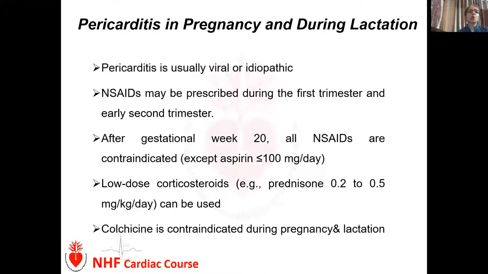Now, here's the last one. Pericarditis in pregnancy is usually due to viral or idiopathic causes. For the treatment options, NSAID may be prescribed during the first trimester and early second trimester, but after 20 weeks gestational age, all NSAIDs are contraindicated as they may cause constriction of the ductus arteriosus and also impair the renal function of the neonate. Colchicine is also contraindicated, and low dose corticosteroid can be used.